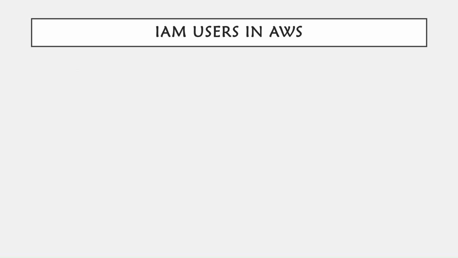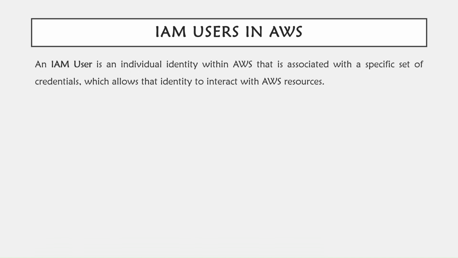Let's understand them one by one, what I explained in the previous slide, the key concepts. Now let's go in depth on the user in AWS. An IAM user is an individual entity within AWS that is associated with a specific set of credentials, which allow that identity to interact with AWS. In this, we have the key features of IAM.